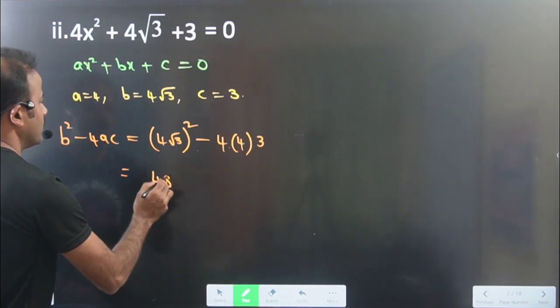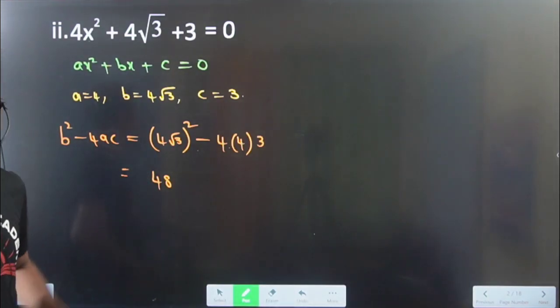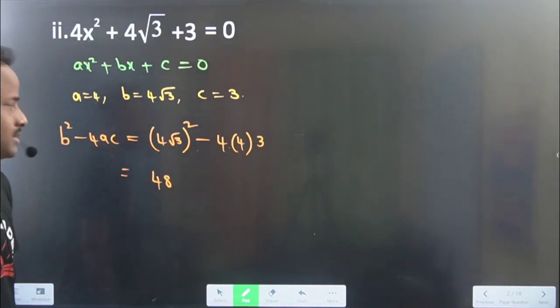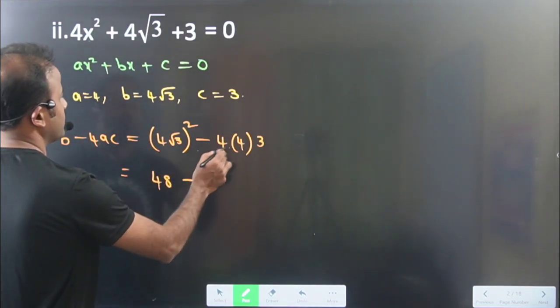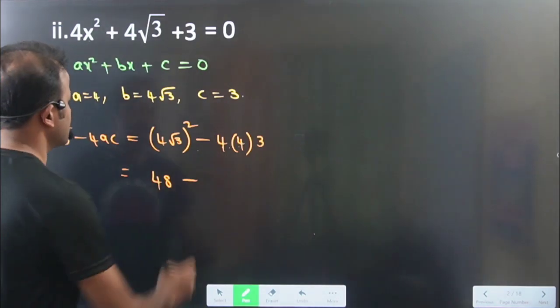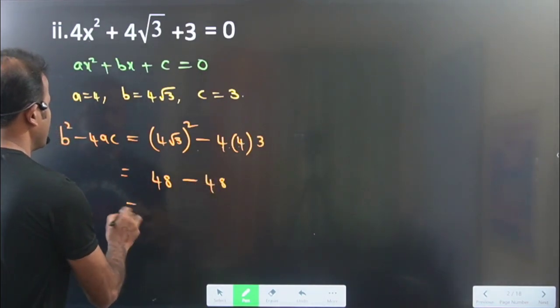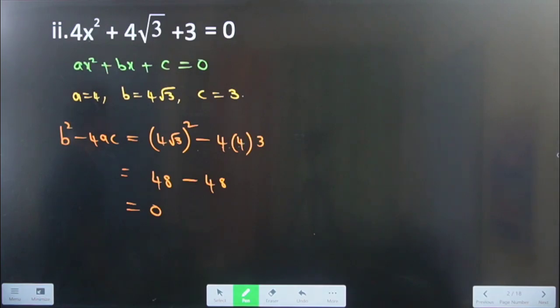Okay, 4 into 4 is 16. Root 3 into root 3 is 3. 16 into 3 is 48. Minus 4 into 4, 16. 16 into 3, 48. Now here b square minus 4ac value becomes 0.